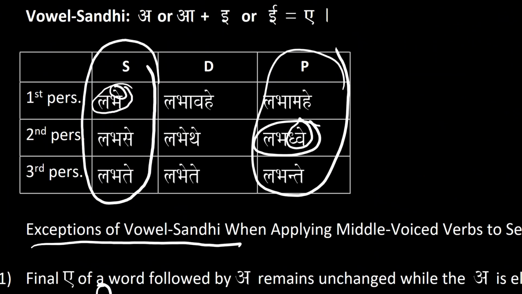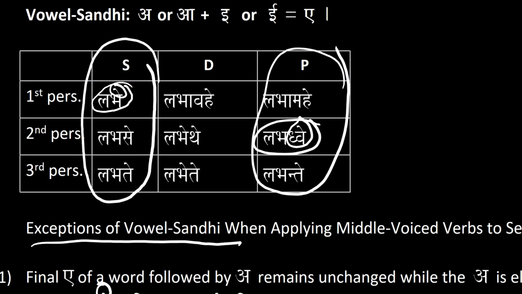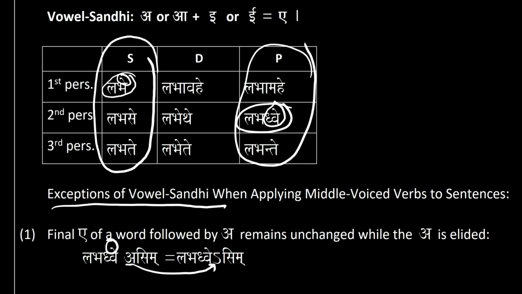So in other words, only the singular category and the plural category are the only times when you are applying the vowel sandhi in the sentences. The dual stays just the same, the way it is. It doesn't matter what it's followed by. You just keep the a how it is.